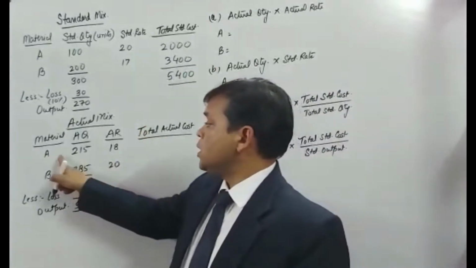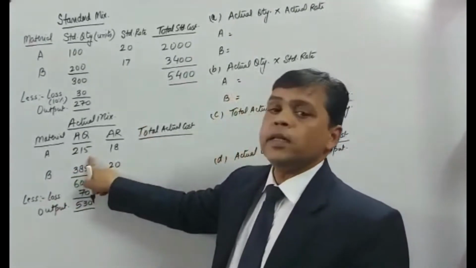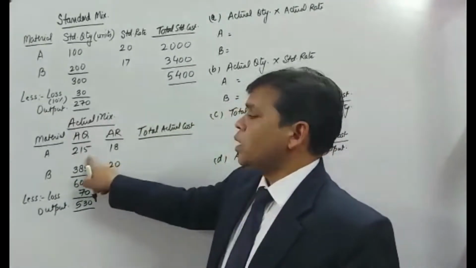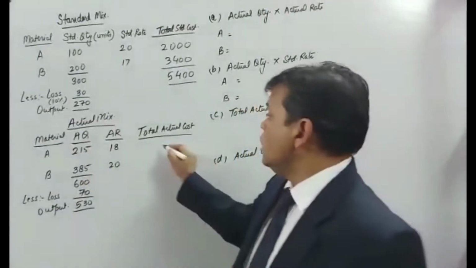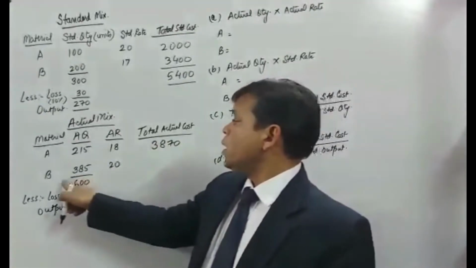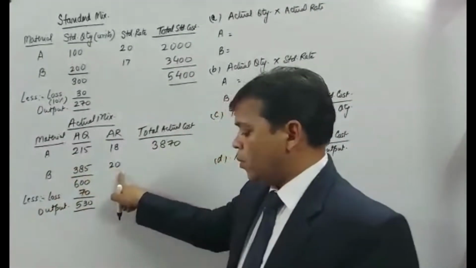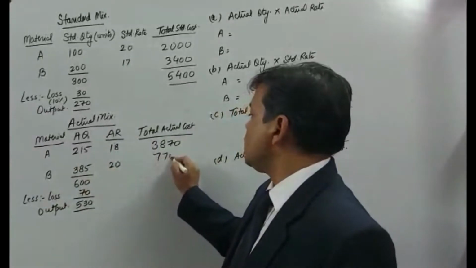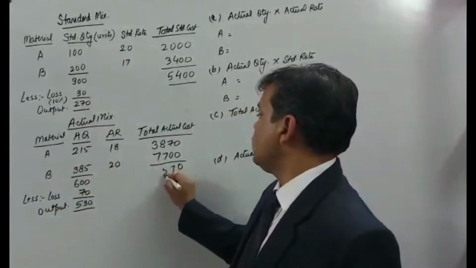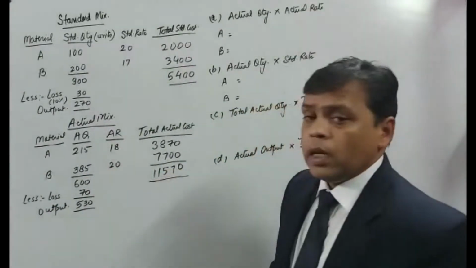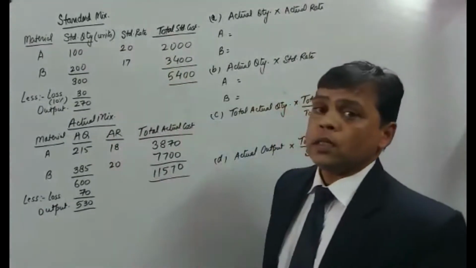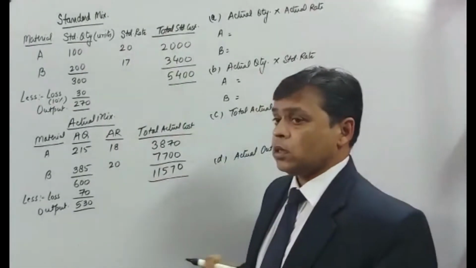In the actual mix, for material A and material B, the actual quantity of A is 215 units and the actual rate is 18, so 215 multiplied by 18 gives you 3870. In the same way, for material B, 385 multiplied by 20 gives you 7700. We add them, and the total actual cost is 11570.